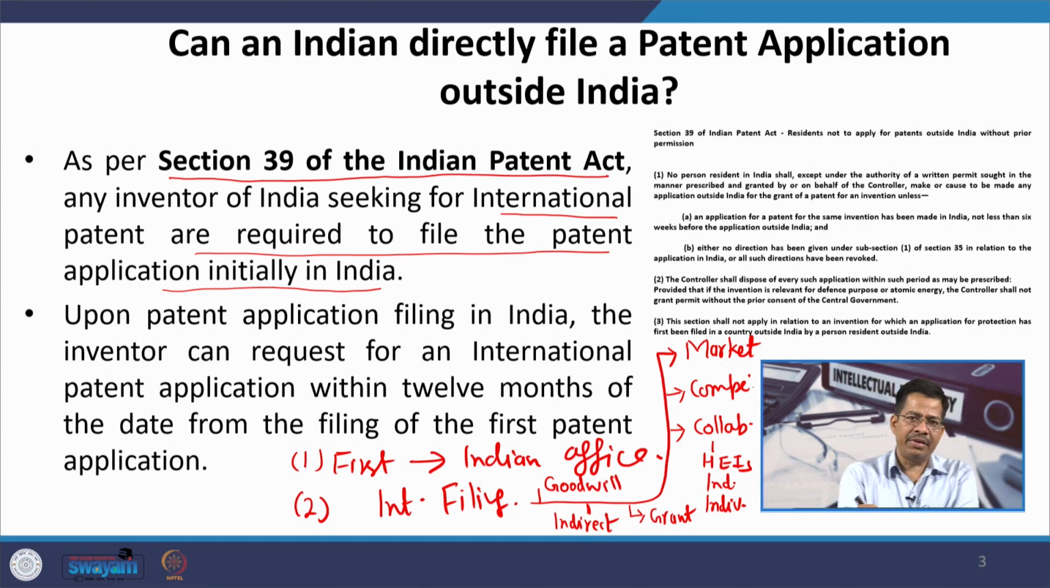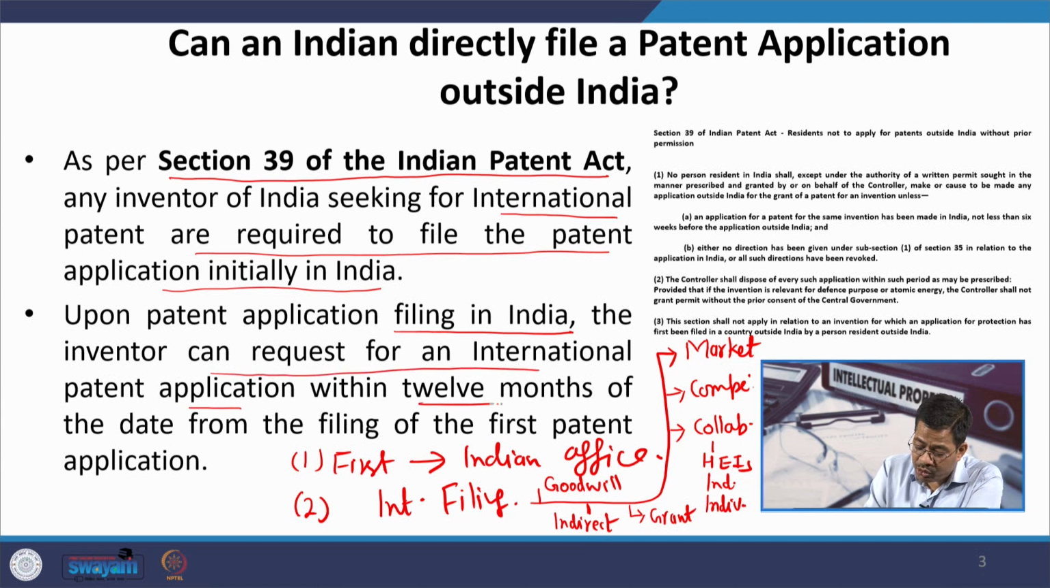Now, what section 39 says is that once you have filed an application in India, then the inventor can request an international patent application within 12 months of the date of filing the first patent application in the Indian Patent Office. So, the first 12 months are critical, and you need to make up your mind within these 12 months whether you are going for international filing or not. This is also a very important factor. You also need to keep a watch on the timelines for international filing.